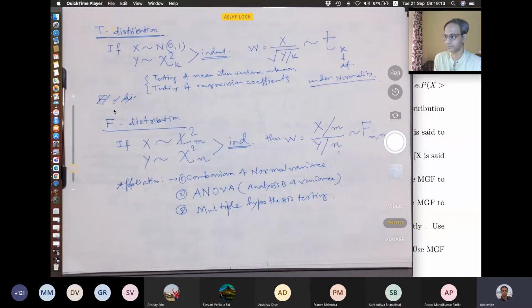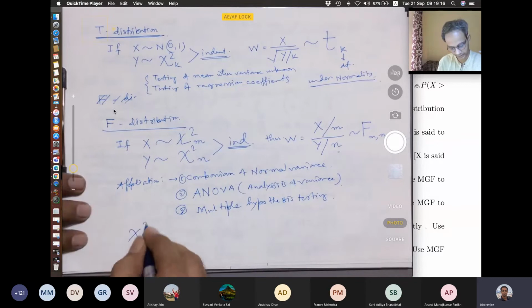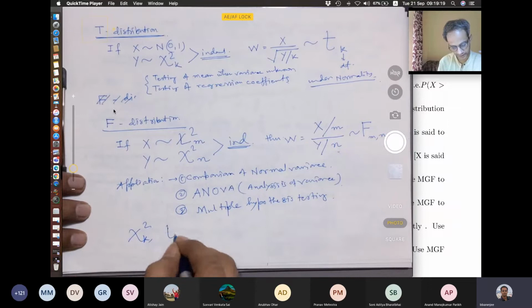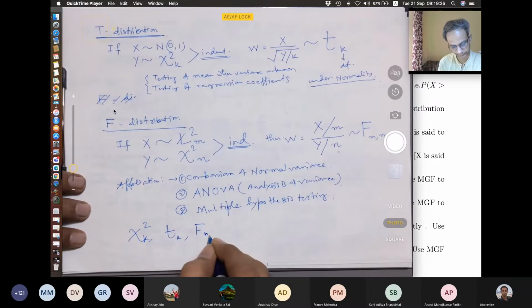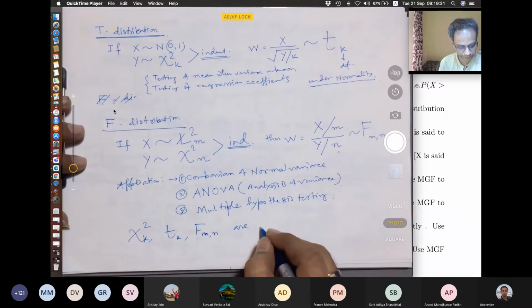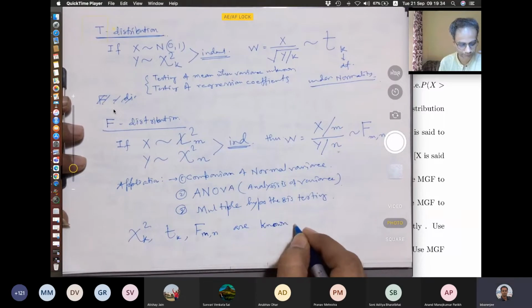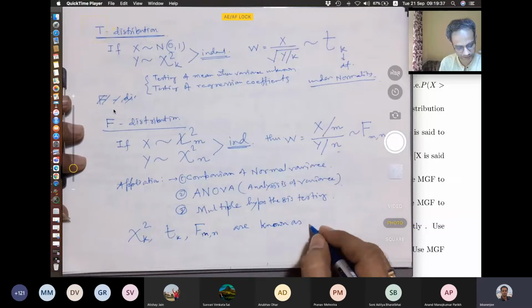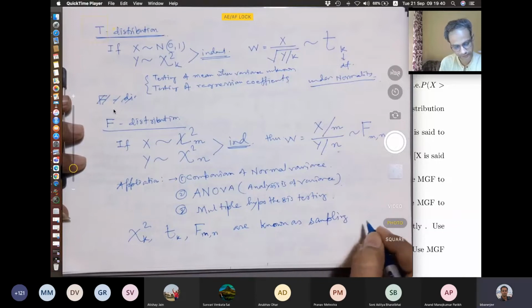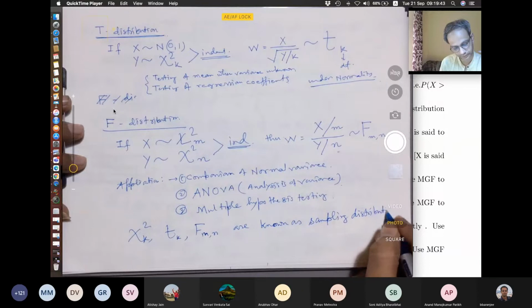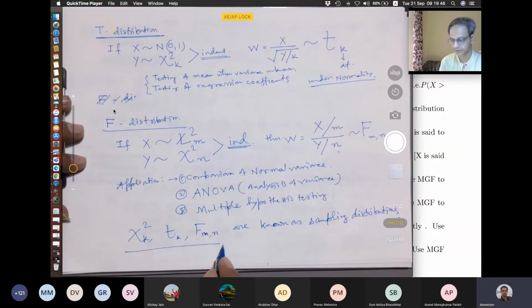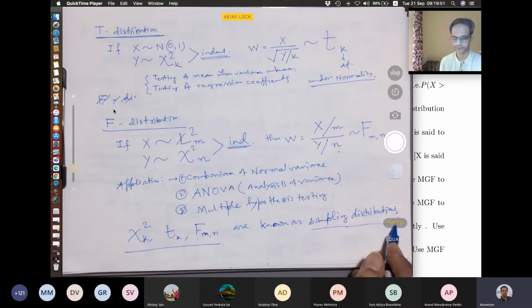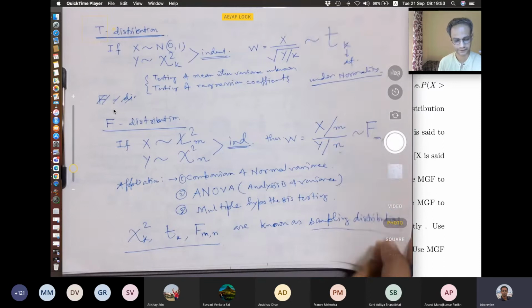Chi-square, T and F are usually known as sampling distributions, because all these statistics usually come from data-driven expressions. It's just a name, and they come from sampling. We will talk about this later, not now.